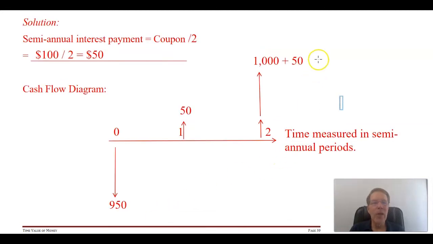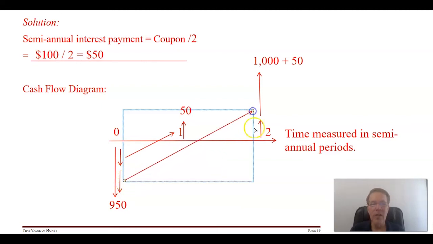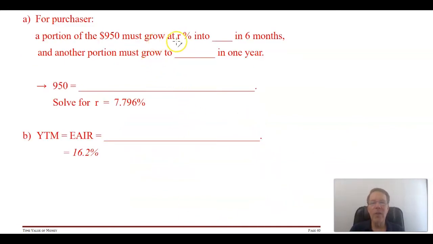And let's think about what this means. This means that as always, this 950 is made up of two tranches. One that's going to grow into 50 in one period, and another tranche that is going to grow into that whole mess in two periods. So let's just fill that in. It's got to grow at R%. R% is what we don't know, right? Into 50 here in 6 months. Okay, and another portion that is going to grow into 1050 in 1 year.